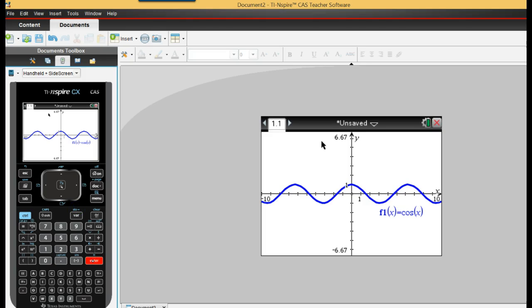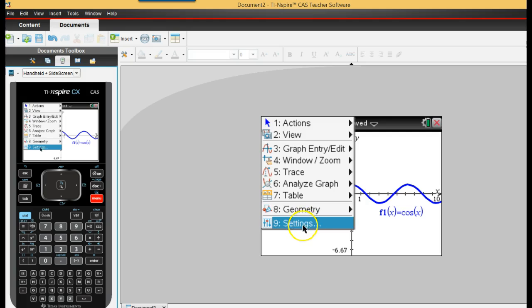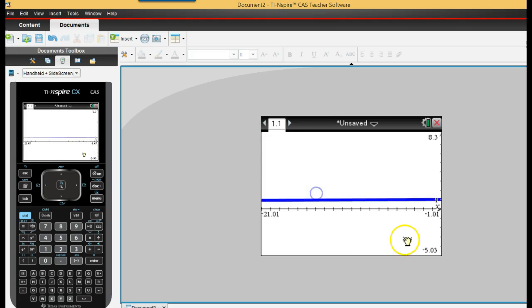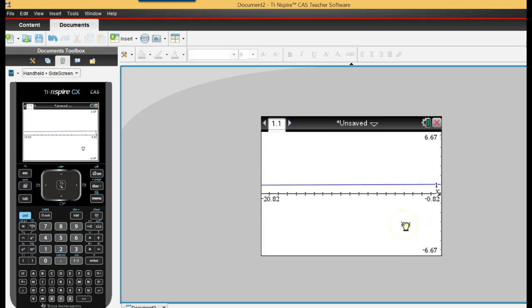Now I'm not really that happy with that, because I want to go from minus 360 to 360 on the x-axis here, and I don't need this 6.67 to minus 6.67. So I'm going to go into my menu and change my settings here. I'm going to change my graphing angle to degrees, because that's what I'm working in, and hit OK there. As you can see, that's all messed up now.